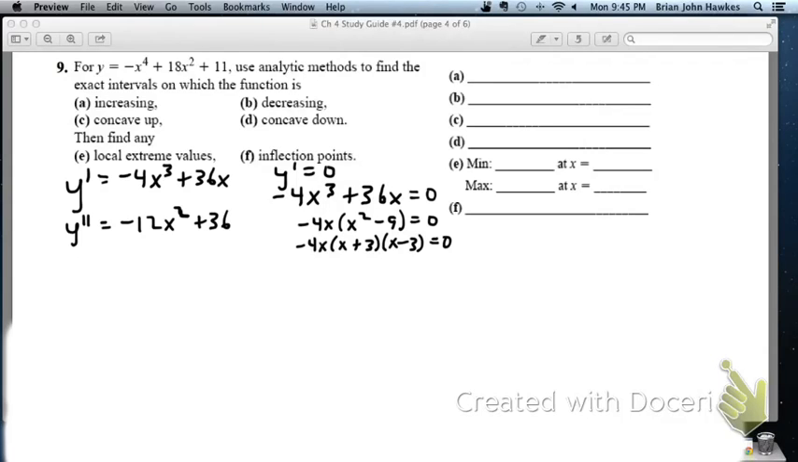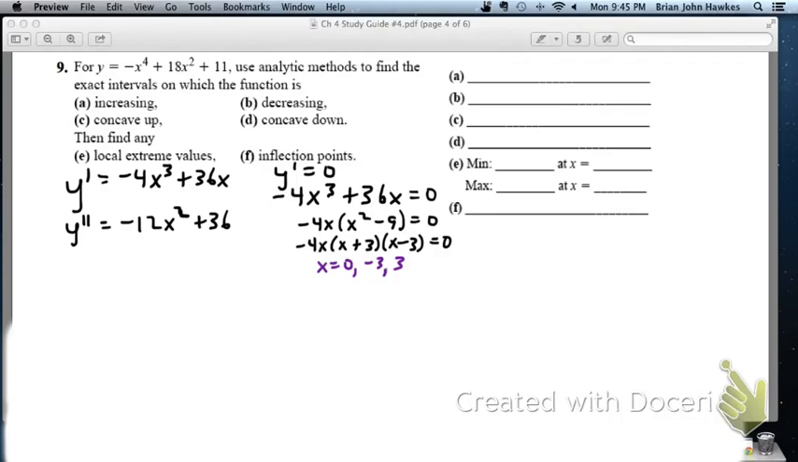Let me just double check my math. I have y prime. I set y prime equal to 0. Factor out a negative 4x. And I get three critical points for this function. Again, it's a polynomial function, so we get x equals 0, x equals negative 3, and also x equals positive 3. Those are the three numbers that will cause y prime to be equal to 0.